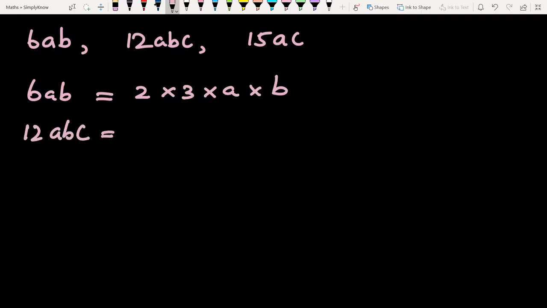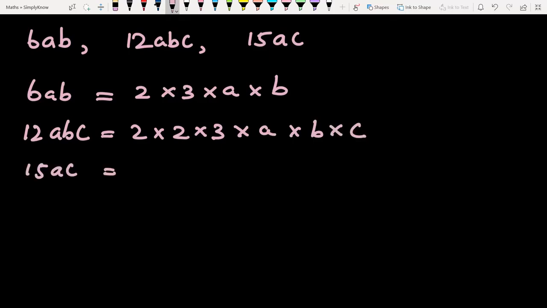Then 12abc. 12 as a product of its prime factors is 2 times 2 times 3. Then times a, times b, and times c. 15ac: 15 as a product of its prime factors is 3 times 5. Then times a, times c.